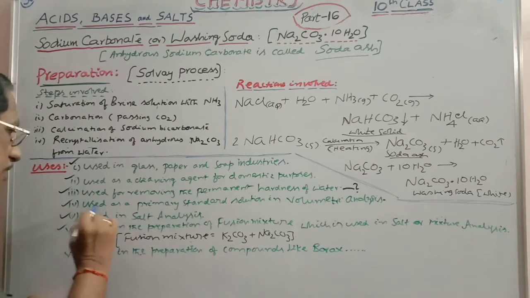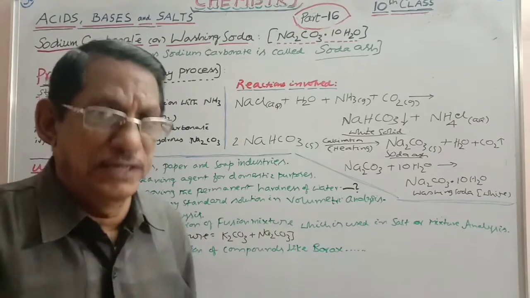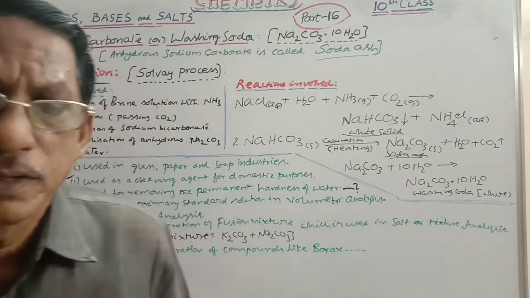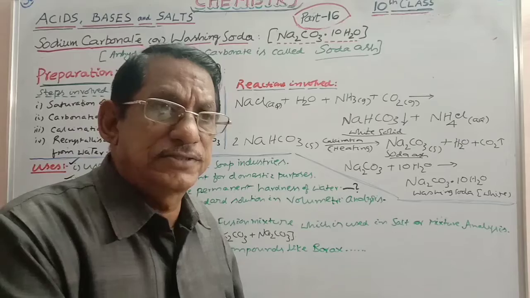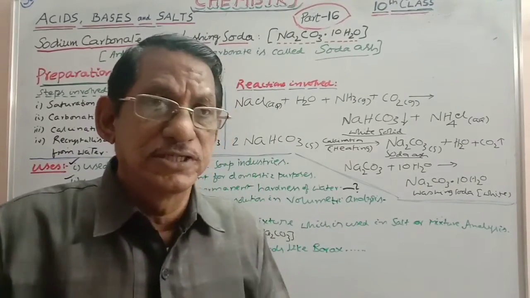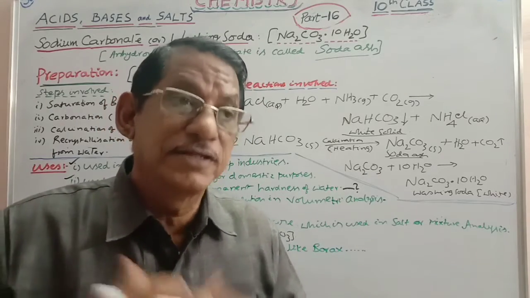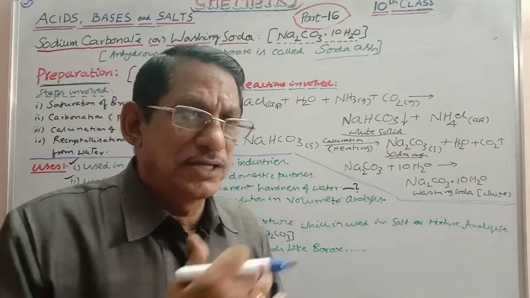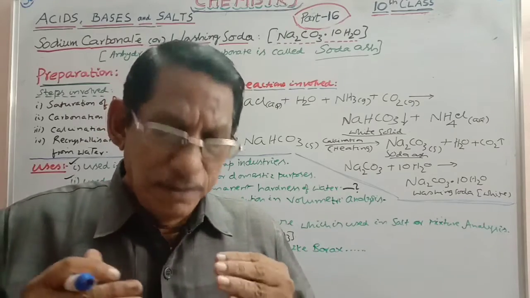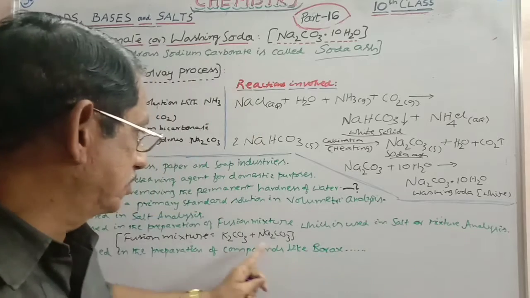Next, in the preparation of fusion mixture, meaning a combination of sodium carbonate and potassium carbonate. The sodium carbonate and potassium carbonate mixture is called fusion mixture. It is also used in salt analysis or mixture analysis. When a salt is given, one cation and one anion are present. When a mixture is given, two salts will be combined, and so there will be two cations and two anions. That is mixture analysis. You will do salt analysis in the +2 level and mixture analysis in the degree level. At present you have to know only that. So salt analysis and mixture analysis can use fusion mixture.